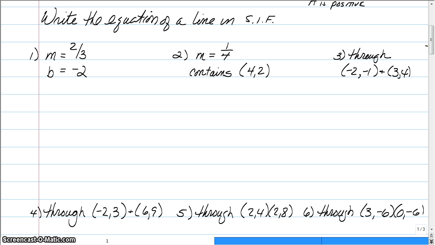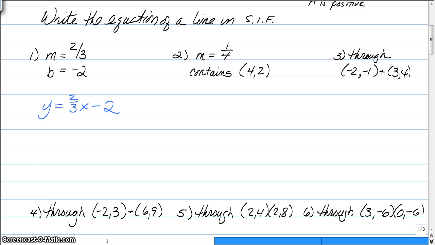Now, if I tell you to write it in slope-intercept form, to be honest, a lot of times it's easier to just start in point-slope form, except for number one. Number one gives you the y-intercept, it gives you the slope. So number one, the only thing you have to say is y equals 2/3 x minus 2, and you are finished. You had the slope, you had the y-intercept, also known as b, you're done.